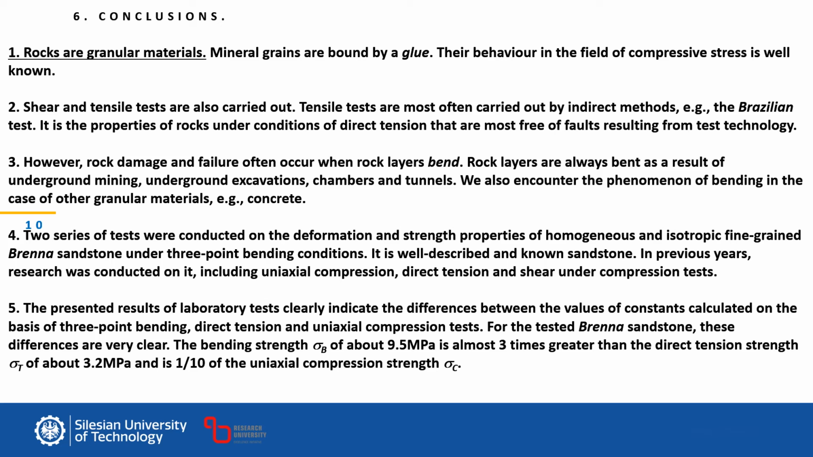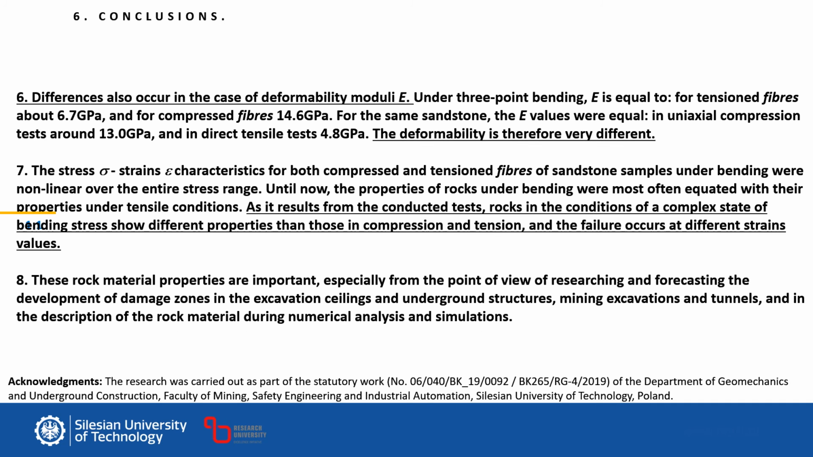Two series of tests were conducted on the deformation and strength properties of homogeneous and isotropic fine-grained Brenner sandstone under 3-point bending conditions. The presented results of laboratory tests clearly indicate the differences between the values of constants calculated on the basis of 3-point bending, direct tension, and uniaxial compression tests. Differences also occur in the case of deformability moduli E. The deformability of rocks under different conditions is very different. The stress-strain characteristics for both compressed and tensile fibers of sandstone samples under bending were non-linear over the entire stress range.